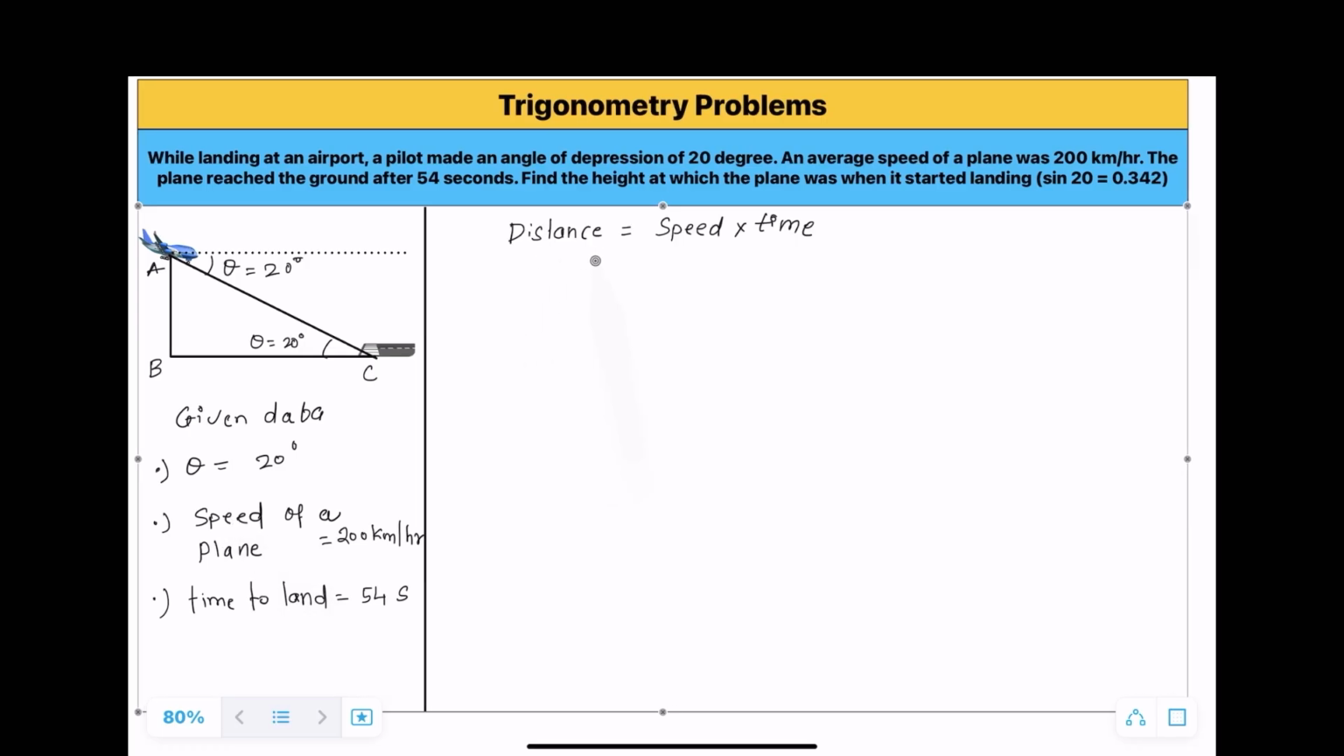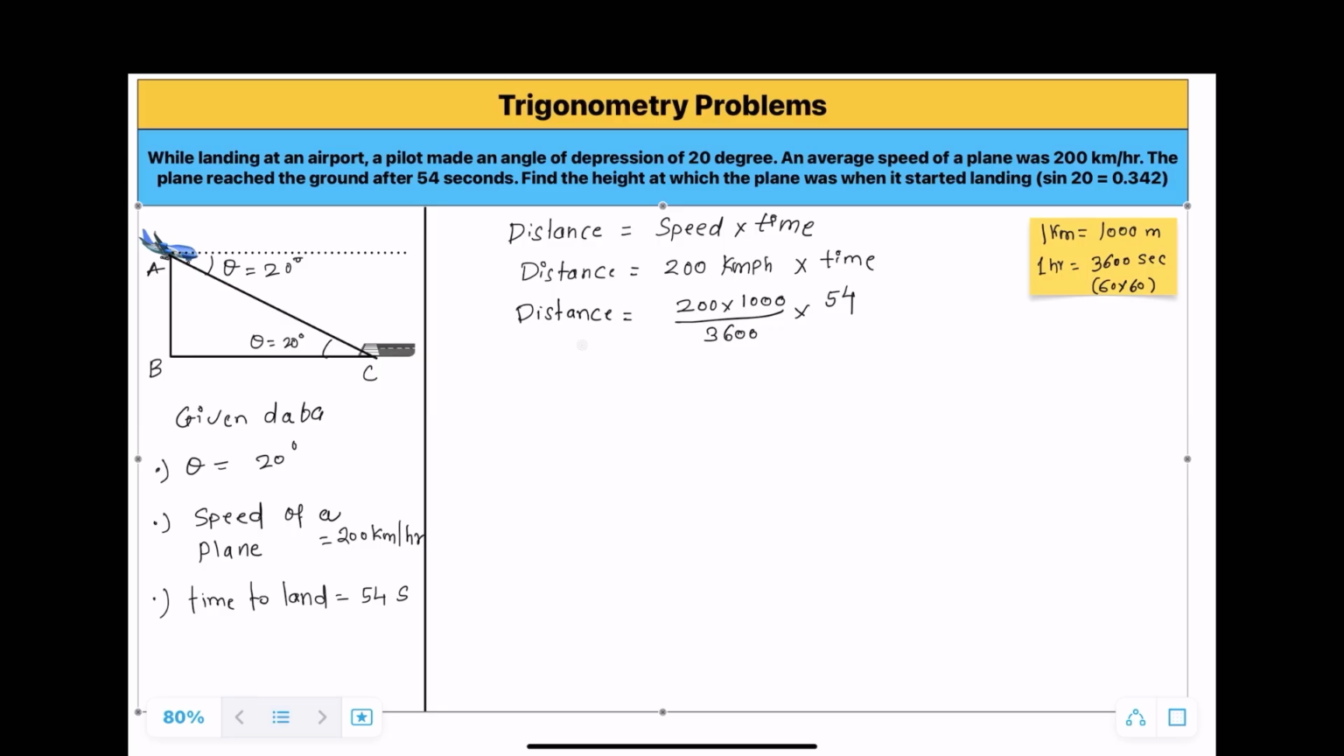Distance is equal to speed into time. We have speed, we have time. Distance is equal to 200 km per hour into time. We do have the time, but we will put the time later. Let's first simplify 200 km per hour because the time is given in seconds. So let's convert this kilometer per hour into meter per second. 1 kilometer is equal to 1000 meters. So we can multiply 200 by 1000 to get the distance in meters. 1 hour is equal to 3600 seconds, that means 60 minutes into 60 seconds. So we have to divide 200 by 3600 seconds.